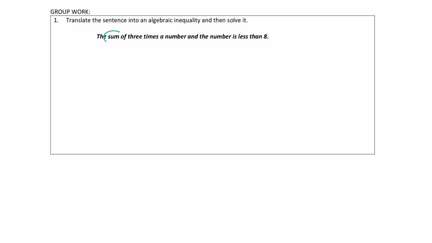All right, so sum is the name for add. It needs an "and" and that's where the add is going to go. We are going to add 3 times a number and the number, and that is going to be less than 8. If you got it set up right, that's fantastic. Now, did you get it solved right?